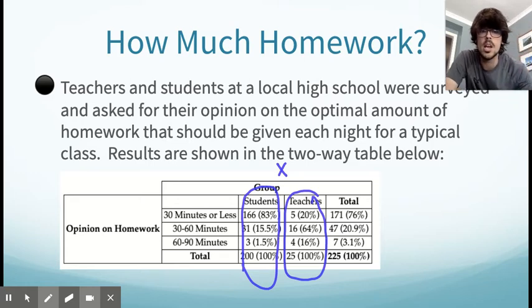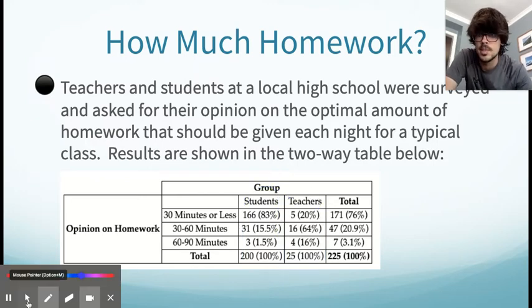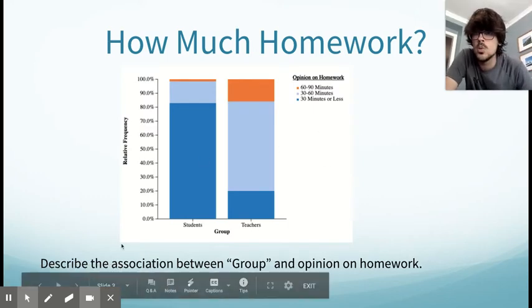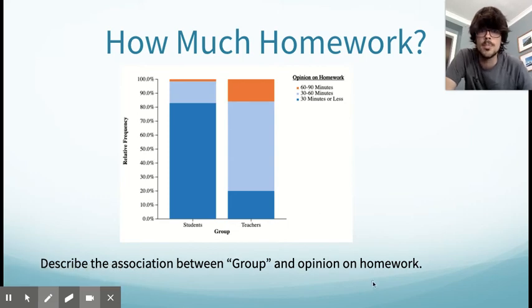So what we would do at this point is turn to one of our graphs that we've learned about. We did the side-by-side bar graph, and we did the segmented bar graph, and those were both great. I think I ended up going with a segmented bar graph here. Yeah, so if you look at this graph, you can tell pretty clearly. I'm not going to make us write out this bottom part to describe the association, but you can see very clearly how much more popular 30 minutes or less was with the students.